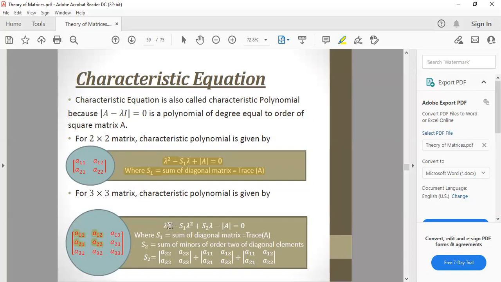So for a 3 by 3 matrix, lambda cube minus trace of A into lambda square plus the sum of minors of diagonal elements into lambda minus the determinant of A equal to 0. So these are the two rules. If you have a matrix which is not of order 2 by 2 or 3 by 3, we will take the equation and write down the characteristic polynomial. I hope everything is clear now. If you have any difficulties, ask, or I'll solve an example on this.